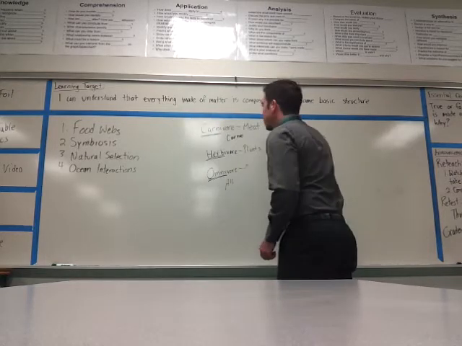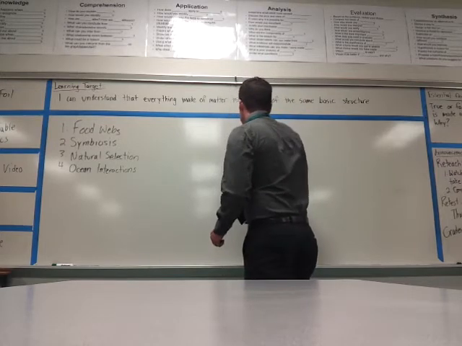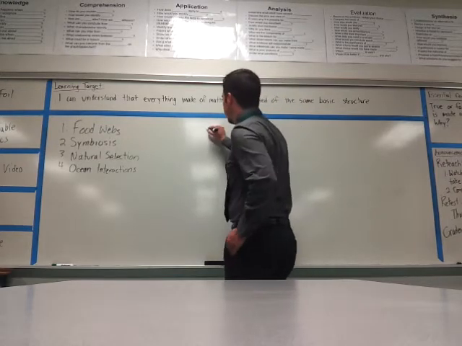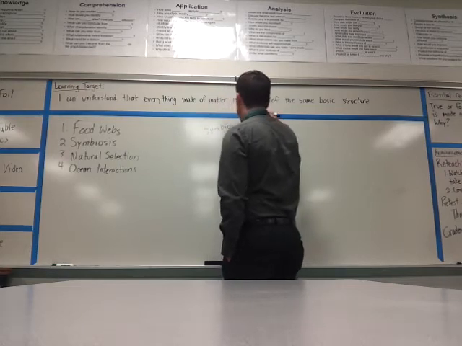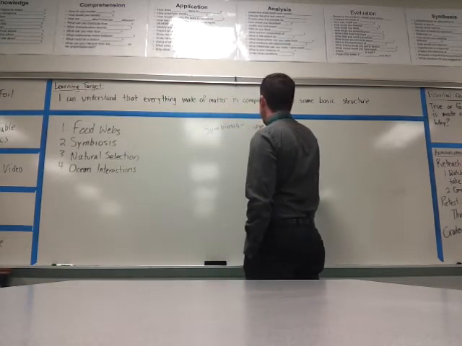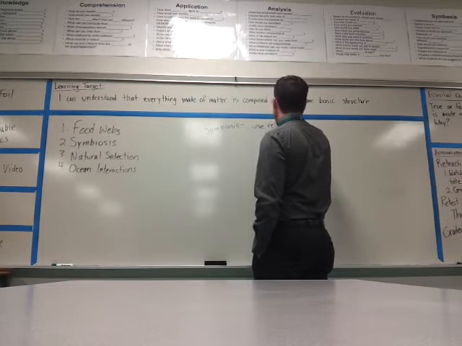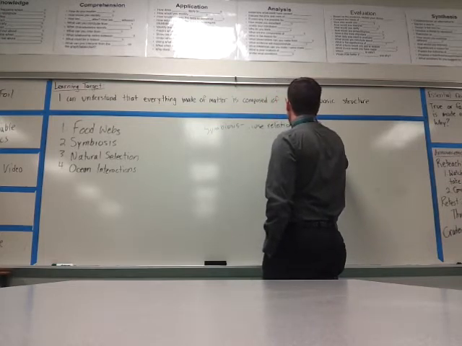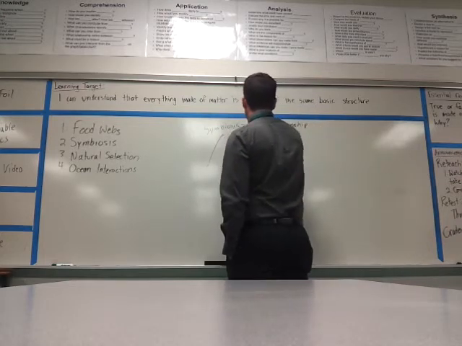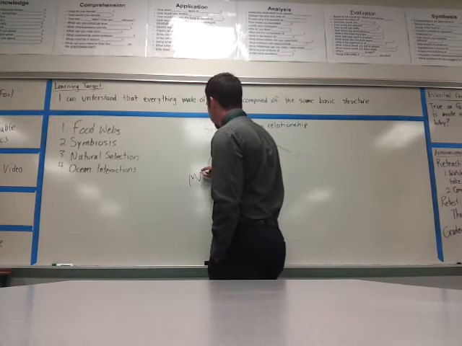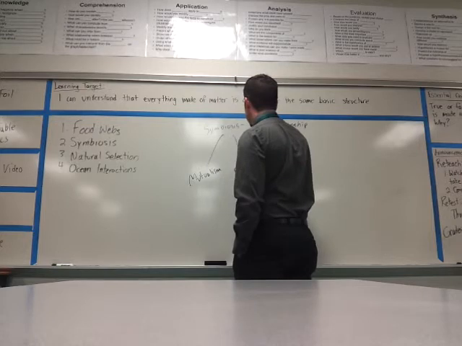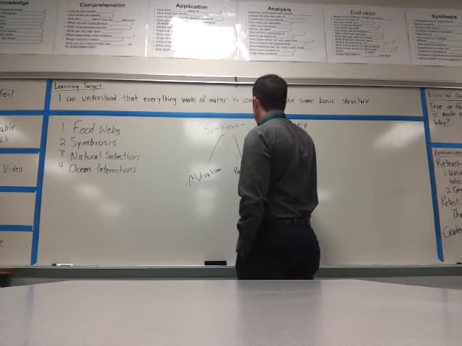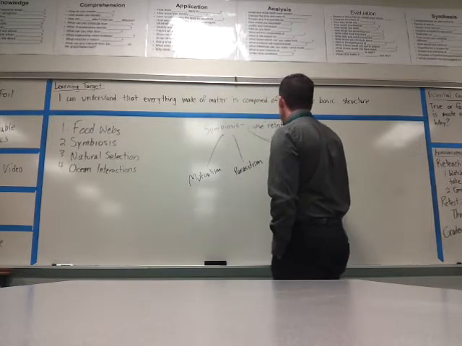Okay. Second thing we talked about was symbiosis. So with symbiosis, by definition, it's just a close relationship between two organisms. There are three types. We've got mutualism, we've got parasitism, and we've got commensalism.